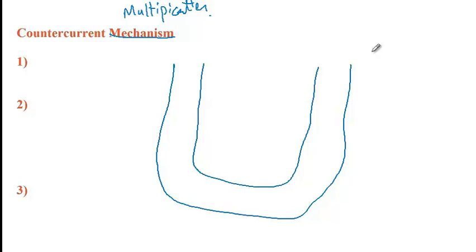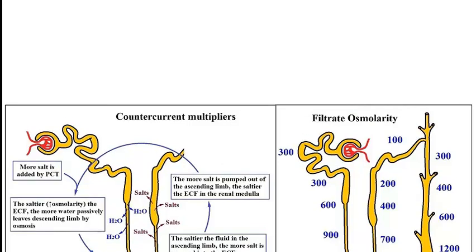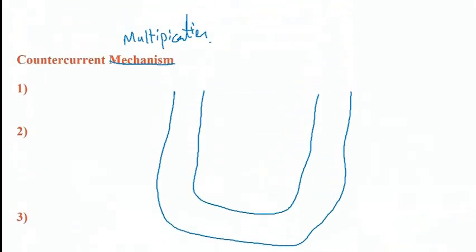And the filtrate concentration that enters the proximal convoluted tubule is about 300 milliosmolar. And this osmolarity, even though the proximal convoluted tubule reabsorbs 60% of filtrate, remains the same because the same proportion of salts and other compounds as well as water is getting reabsorbed.